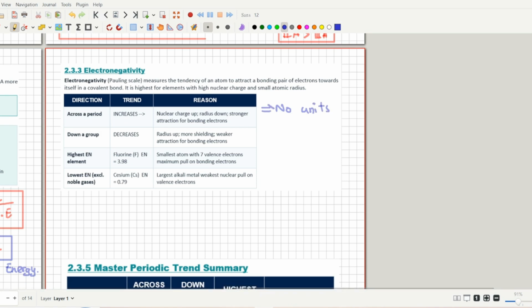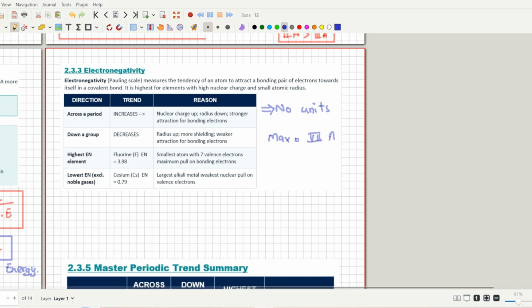Ionization energy had a unit, joule. Electron affinity also had energy, joule. But electronegativity has no units. You have to know that it is just a comparison, just a property, so it has no units. The next thing you need to know is that the maximum value of electronegativity is for group 7 elements, right?